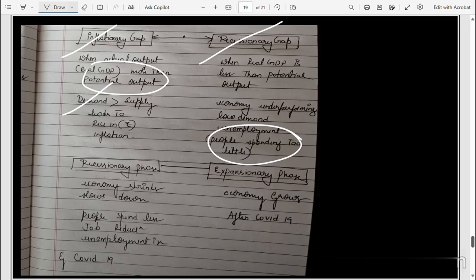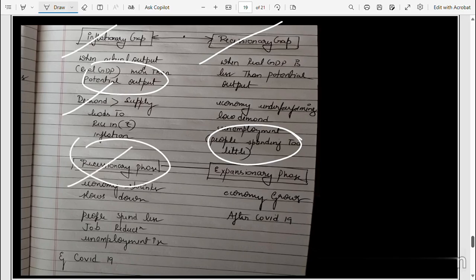Imagine you own an IT company. Your supply is more, but demand for that technology is less. So there is a loss there. So you recruit very few people, so unemployment increases. So the recessionary gap is done.